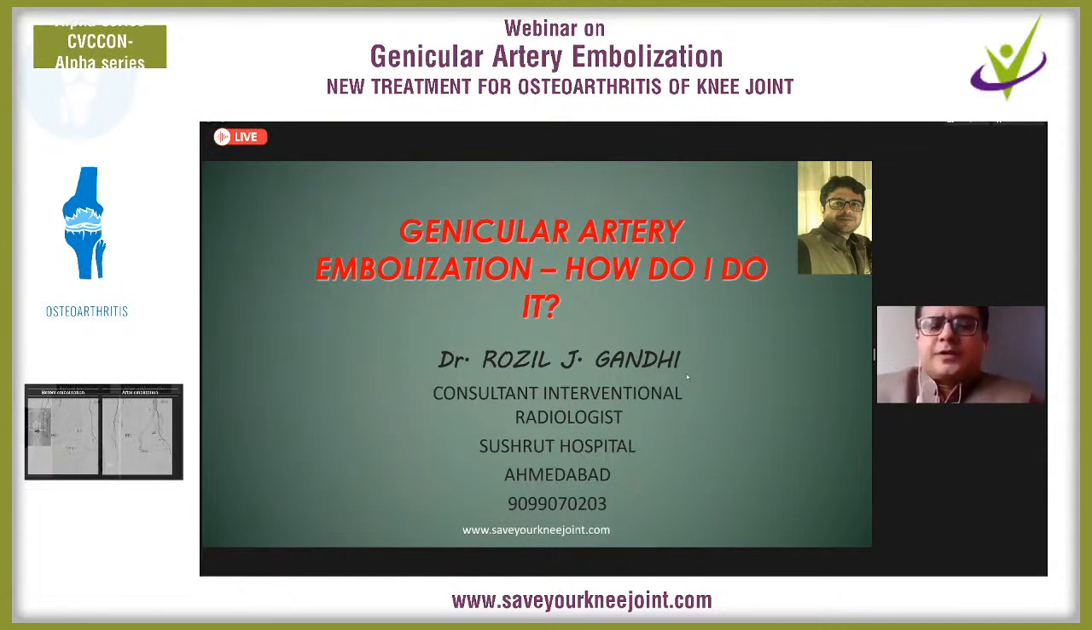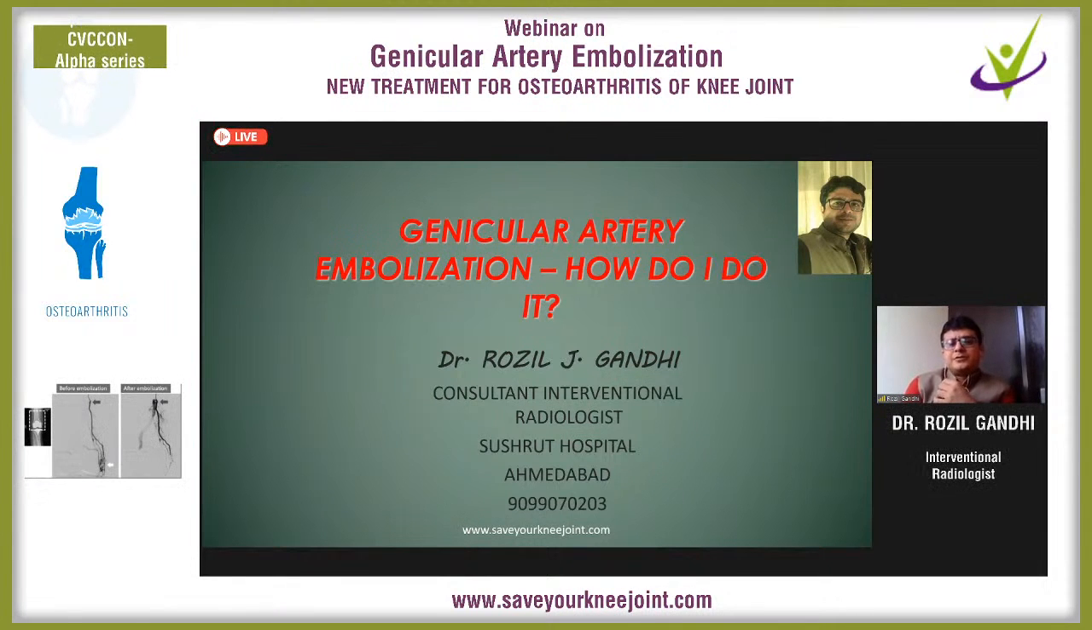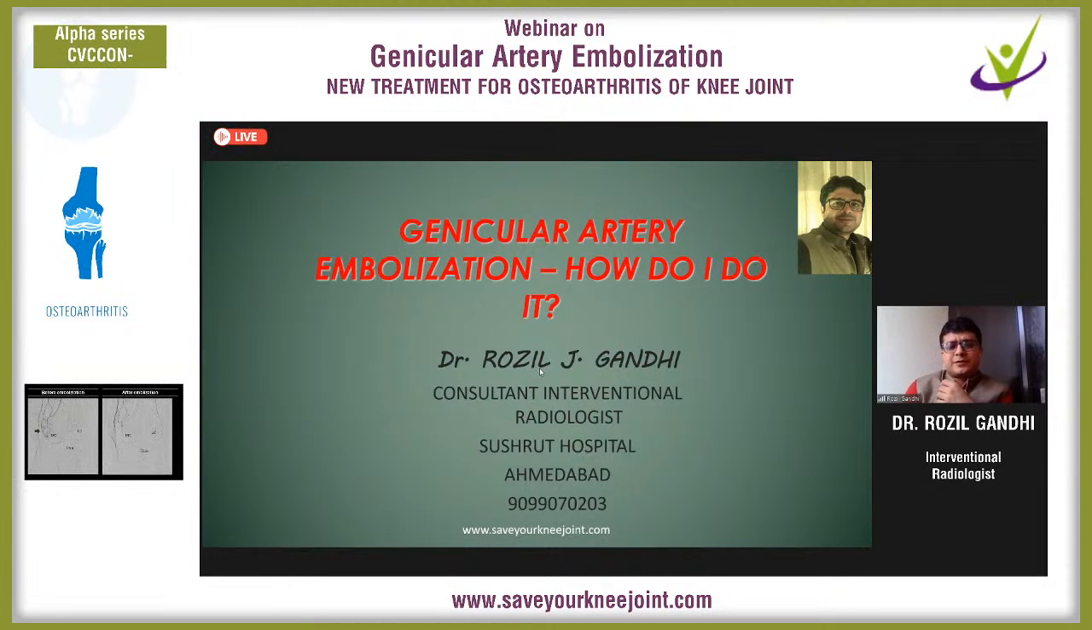Okay. So I'll be talking about how to do genicular embolization, how I do it. Very nice introduction by Dr. Mohal. Basically, we are here to reduce the vascularity and thus reduce the inflammation which is causing pain. So we are here to reduce the pain and improve quality of life for the patient.